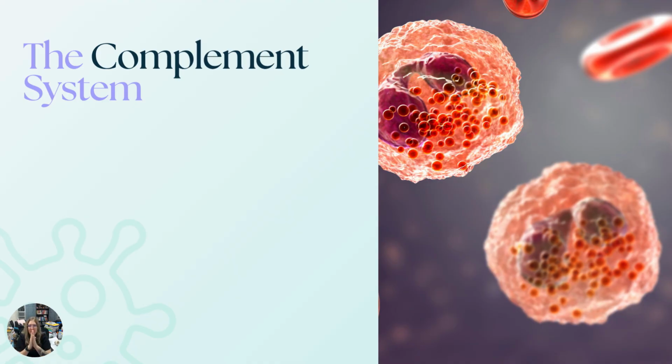So first, we're going to start with complement. This section can look really overwhelming because there are a lot of proteins with numbers and letters attached to them. But please don't panic over the alphabet soup. We're going to build from the big picture first and then work our way into the individual pathways from there.